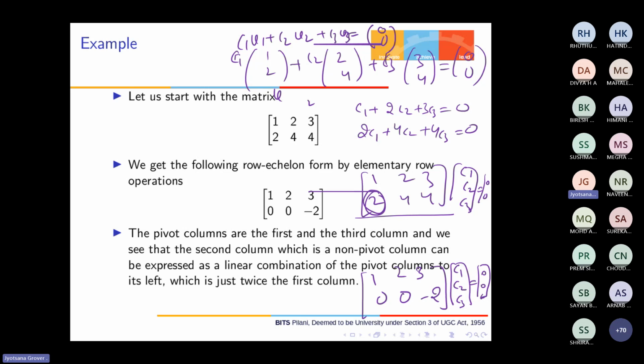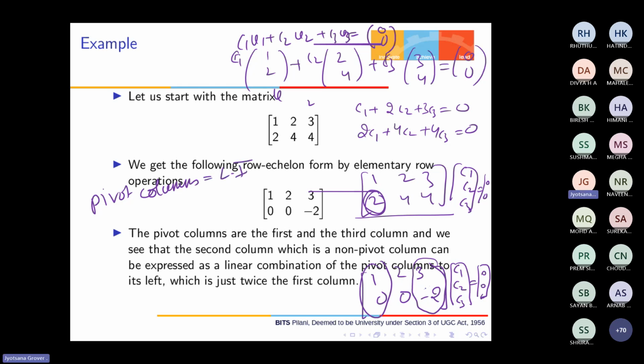Now, the point to be noted: tell me what are the pivot columns. First and third, because the third column contains the leading entry of row 2. Now the important observation: pivot columns are the linearly independent ones.